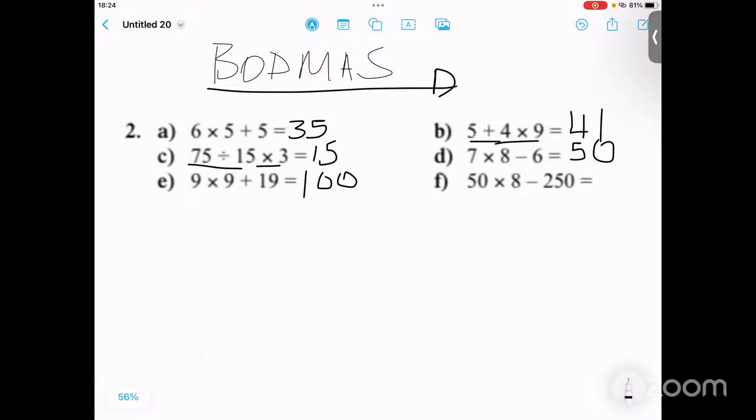Okay, let's look at F. F says 50 multiplied by 8 minus 250. Buhlali, what's gonna be the answer? Ma'am, we're gonna start by 50 times 8 because multiplication is before subtraction. Then we're gonna get our answer of 400. Then we're gonna say 400 minus 250, and we're gonna get our answer of 150. Okay.